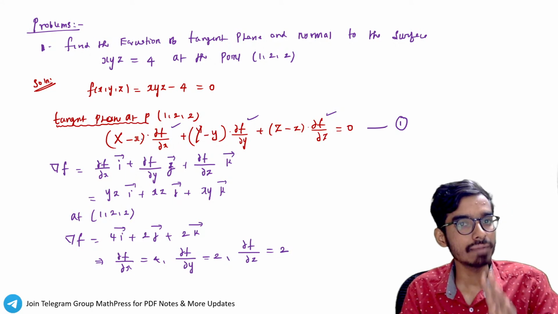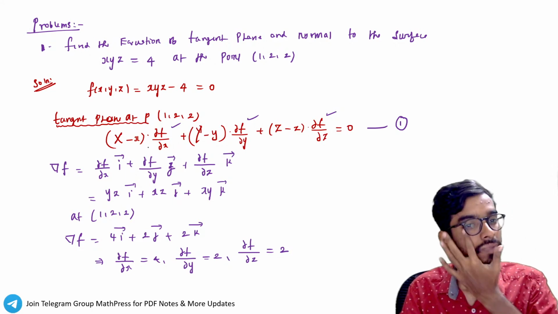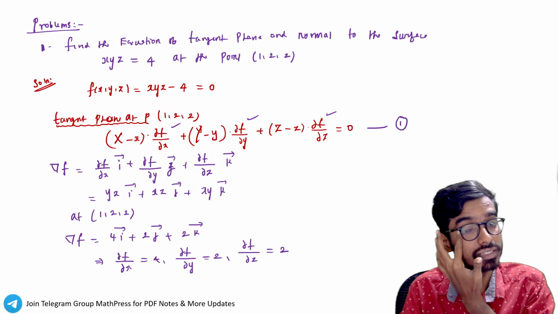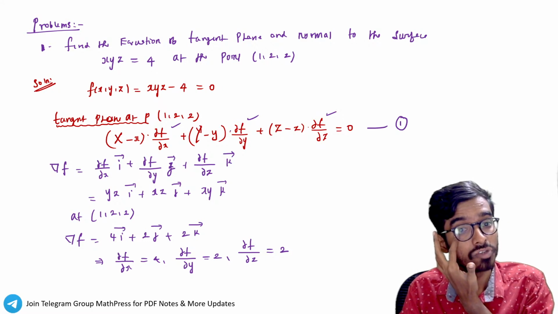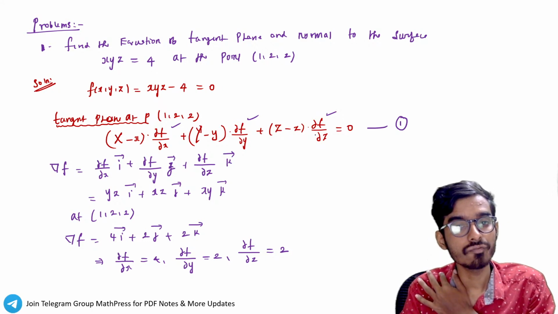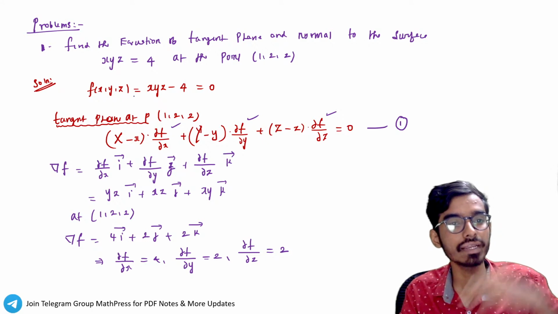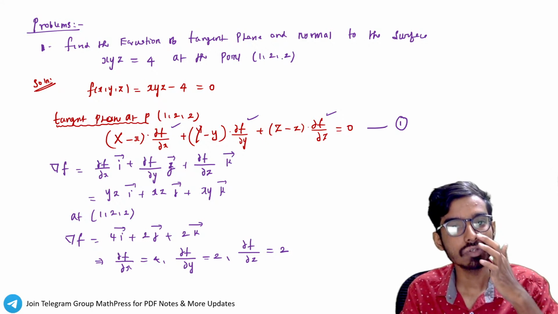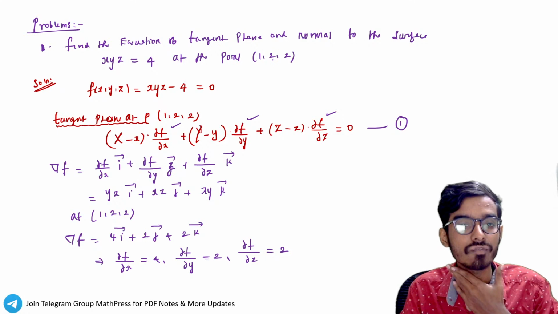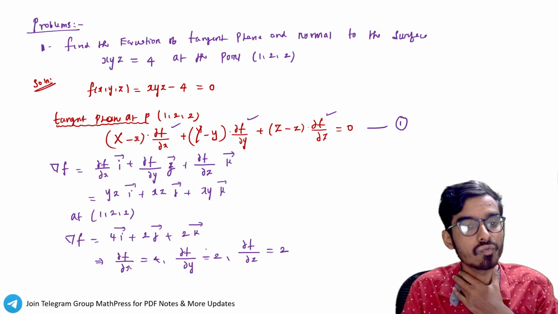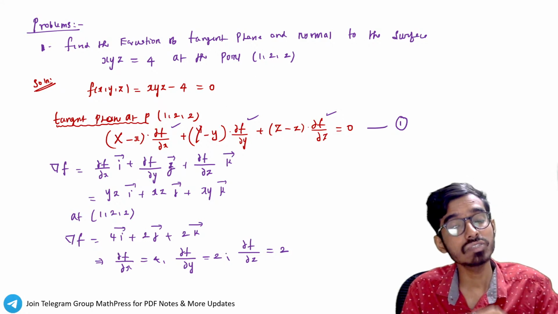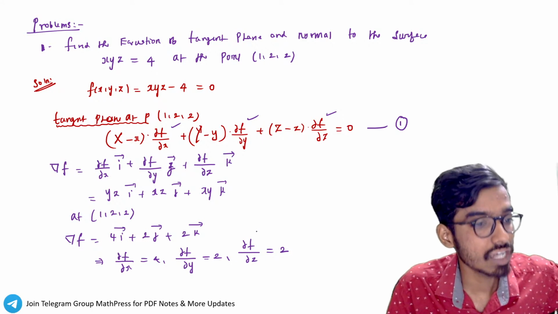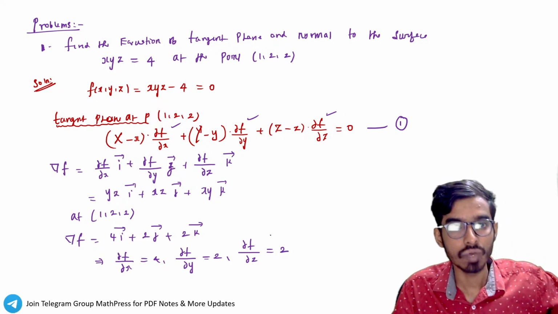Capital X, capital Y, capital Z will remain as they are. Small x, small y, small z is the point that they are giving. So you just find dou f by dou x, dou f by dou y, dou f by dou z. You find the gradient of the function and substitute this point, and the coefficient of i is dou f by dou x, coefficient of j is dou f by dou y, and the coefficient of k is dou f by dou z, right?